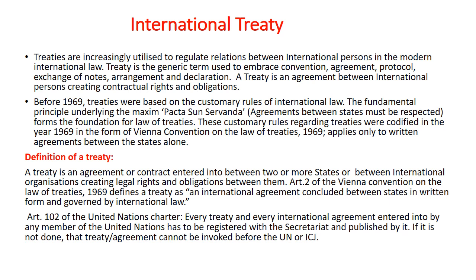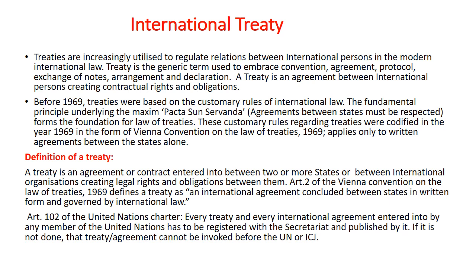These customary rules regarding treaties were codified in 1969 in the form of the Vienna Convention on the Law of Treaties 1969, and it applies only to written agreements between states alone. So, till 1969 treaties were based only on customary rules of international law, but after Pacta Sunt Servanda came, parties have to respect the agreements already agreed. So, in the Vienna Convention on the Law of Treaties, only written agreements between states are considered.